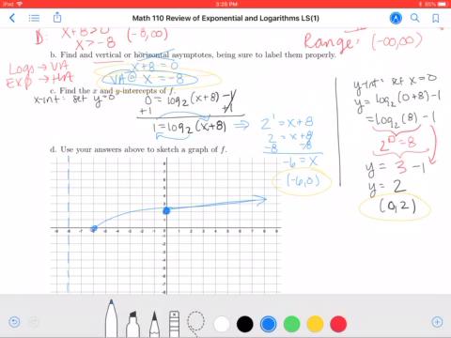I get the top shape of the graph, and then remember, graphs love to hug asymptotes. So this guy's just going to go down, down, down, following that vertical asymptote. And there's my graph of f of x.